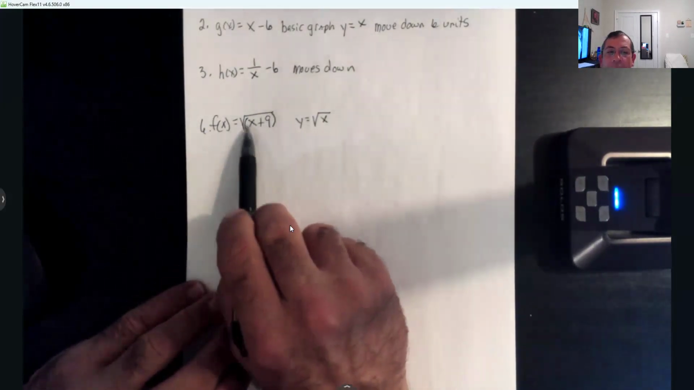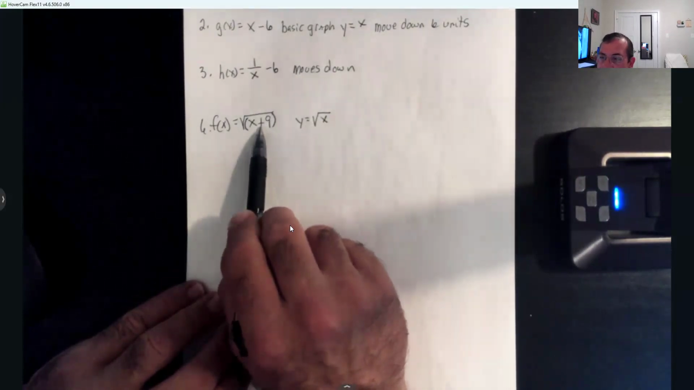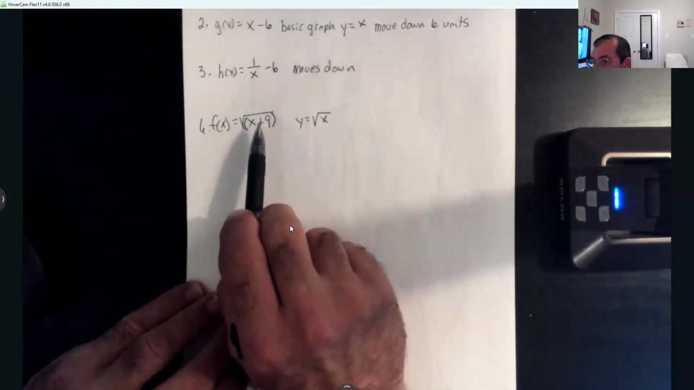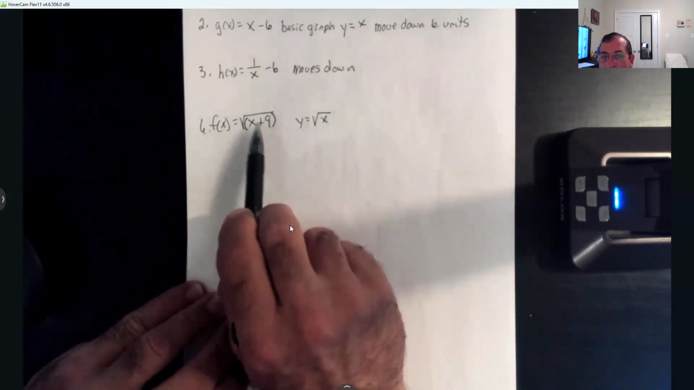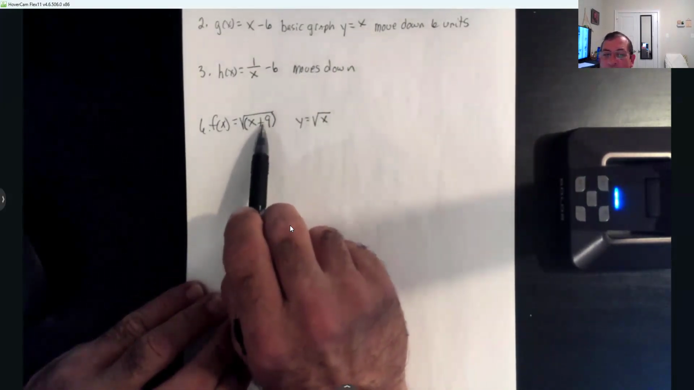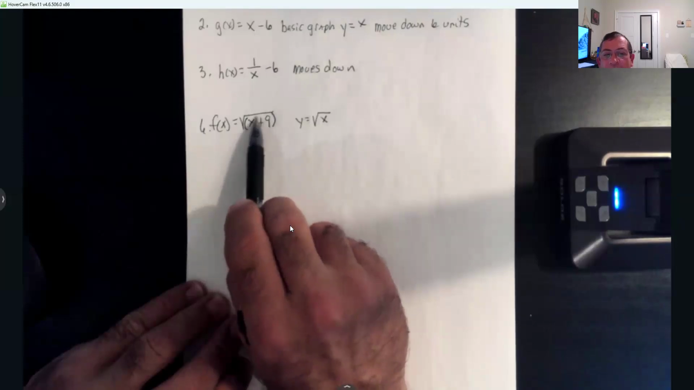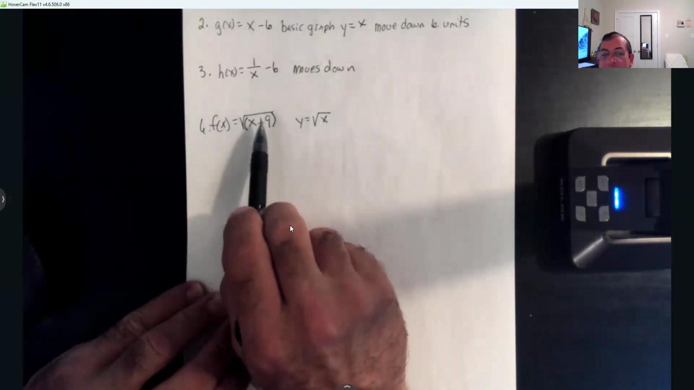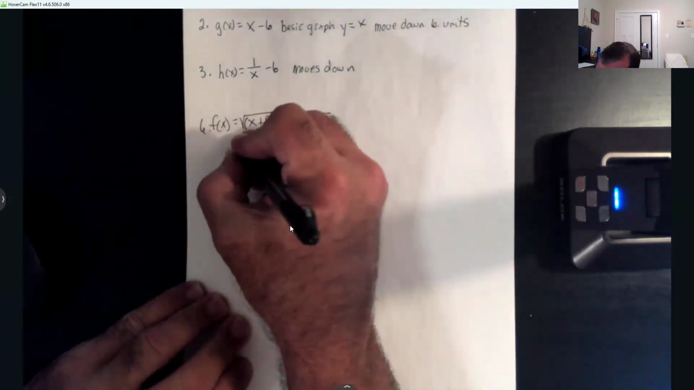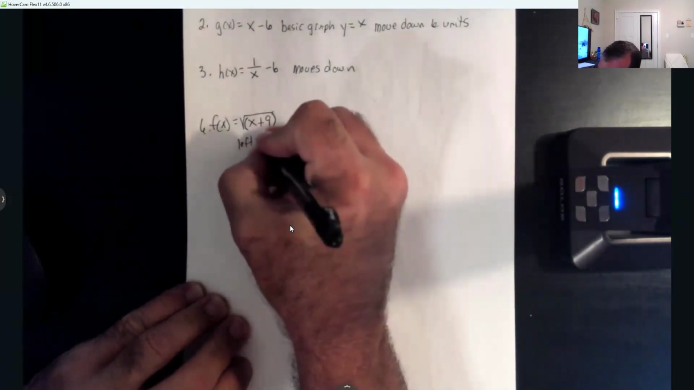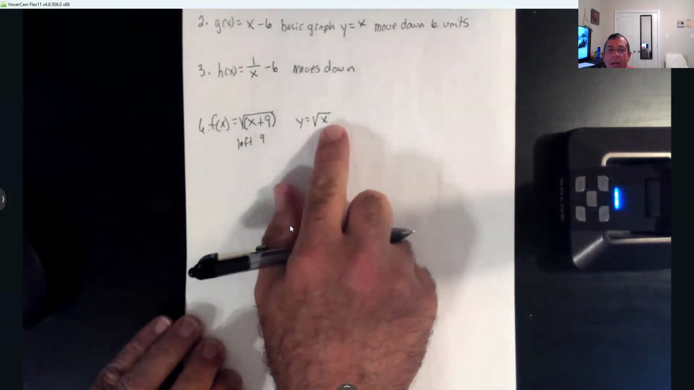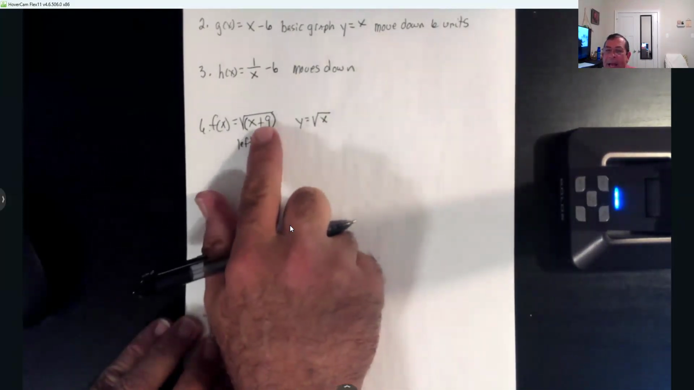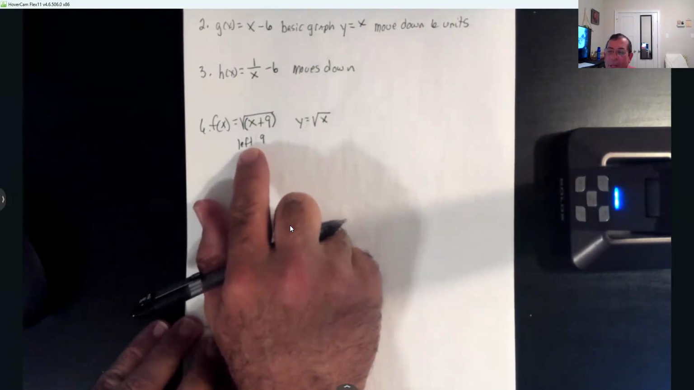If it's under the square root, it's like it's in parentheses. So this is going to be a horizontal move, okay? Under radicals are in parentheses, and we said when the number was in parentheses, if it's being added, that's going to move me left 9 units. So we're starting with the square root of x, and by adding 9 under the radical, it moves it left 9 units.